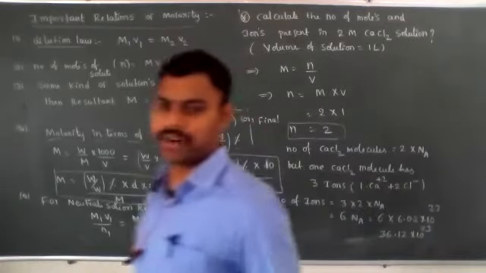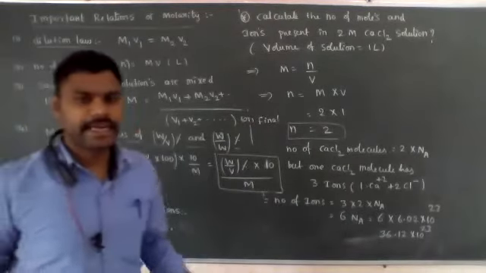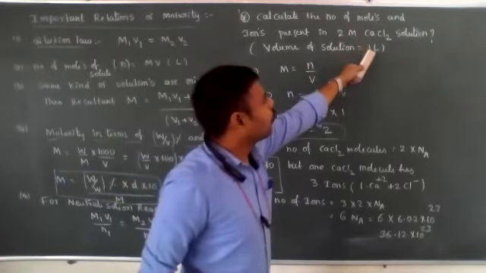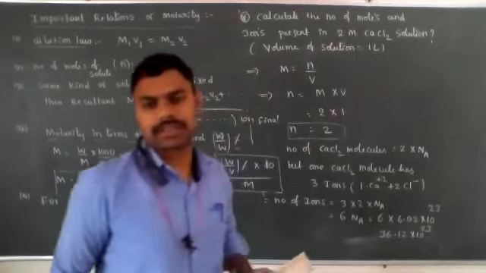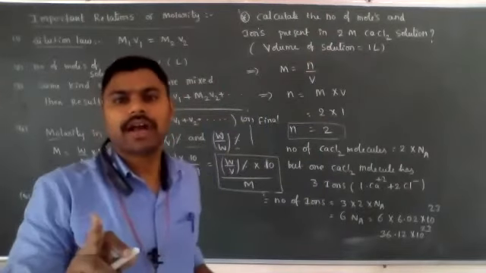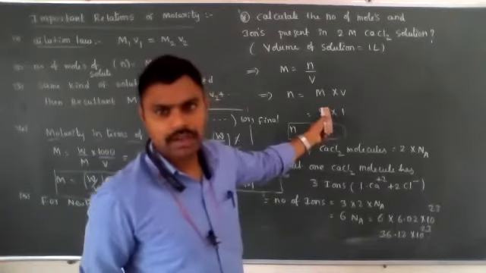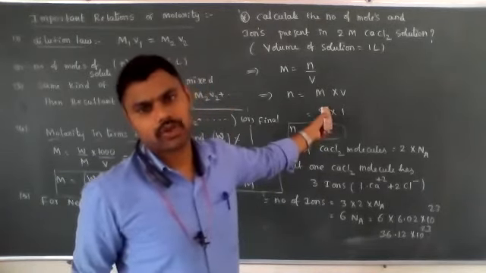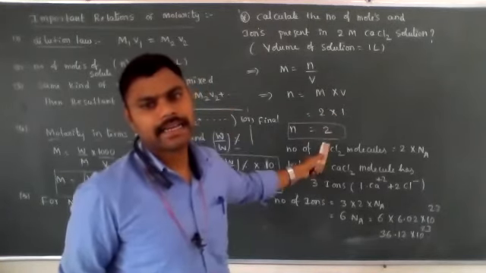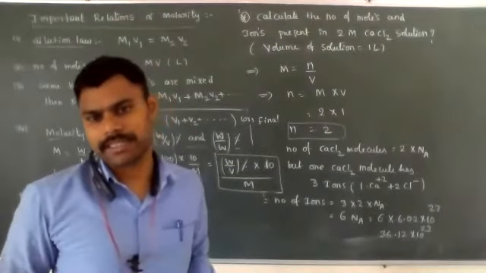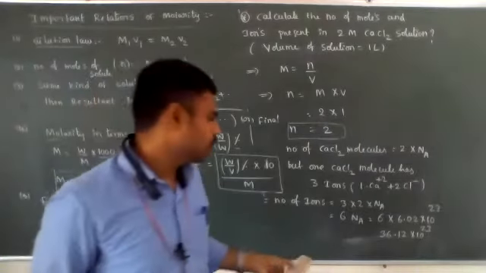36.12 into 10 to the power of 23. So that many ions are present in 2 molar 1 liter CaCl2 solution. So 2 molar 1 liter CaCl2 solution contains how many moles? 2 moles. So 2 moles of calcium chloride contains how many molecules? 2 into Na molecules are present. It contains how many ions?